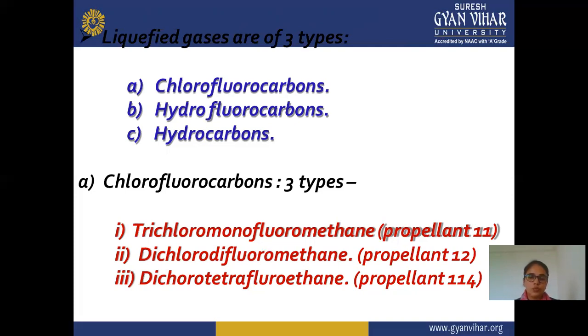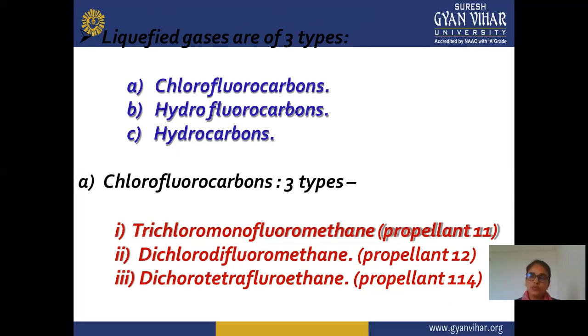The first is trichloromonofluoromethane. It is also known as propellant 11. These types of chlorofluorocarbon propellants are largely used due to their availability and suitability; we can say they are the most popular propellants. The first type is propellant 11, trichloromonofluoromethane. The next type is dichlorodifluoromethane, also known as propellant 12. Instead of tri there is di, and instead of monofluoro there is difluoro, and it is known as propellant 12.